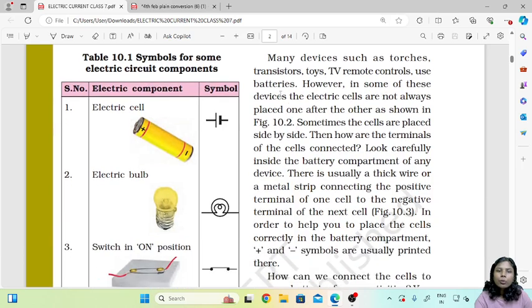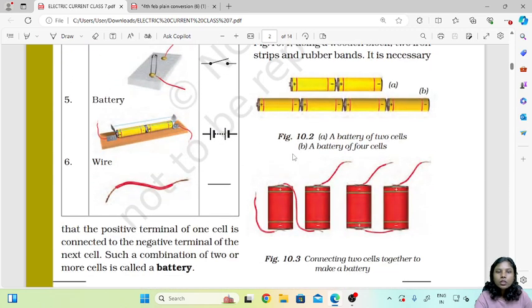Now many devices such as torches, transmitters, toys, TV remote controls use batteries. Most of the appliances that we use, may it be our torches, our TV remotes, or even our phones, they all consist of batteries of different sizes. However, in some of these devices, the electric cells are not always placed one after the other as shown in figure 10.2.